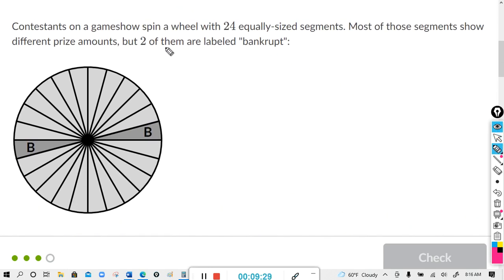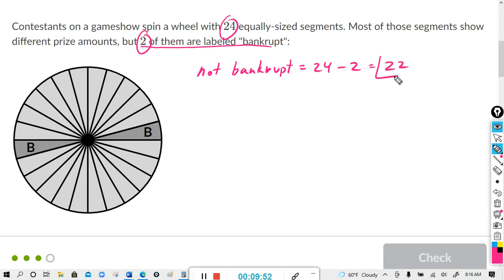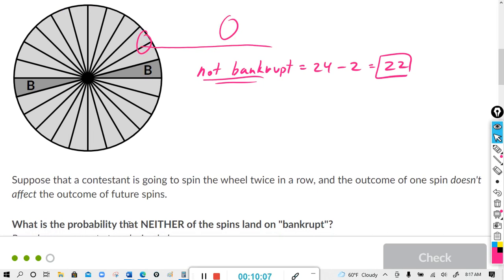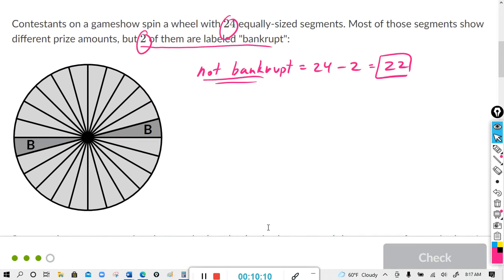So if 2 of them are labeled bankrupt, how many are not bankrupt? Well, we have 24 in total, and 2 of them are labeled bankrupt. So if we just do 24 minus 2, we have 22 of them that are not bankrupt, 22 spaces. Okay, and they said we're going to spin the wheel twice. The outcomes are independent, and what is the probability that neither land on bankrupt?